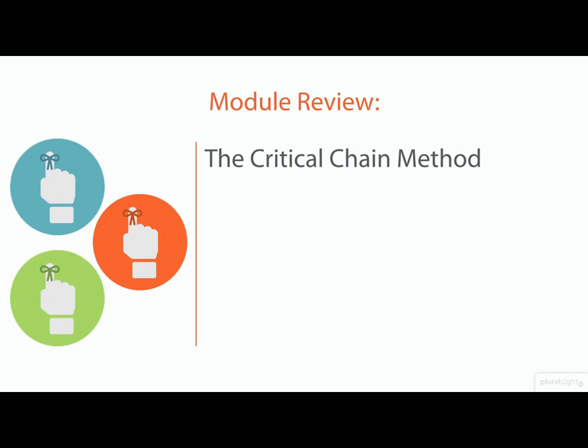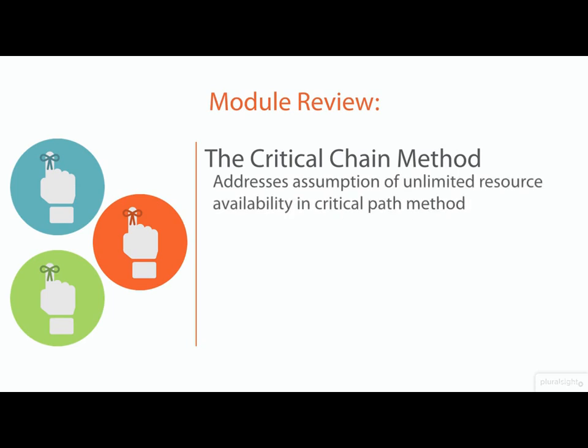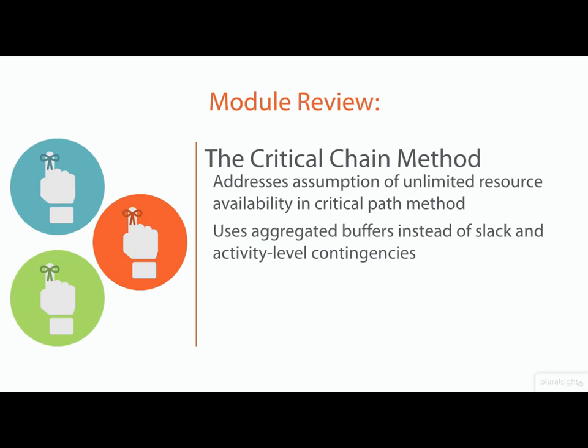Now, the critical chain method is similar to the critical path in the way it's constructed, but improves upon its methodology in a few key ways. First of all, it addresses the assumption that is built into the critical path that unlimited resources are available. After all, in the critical path, we assume that if one activity is done, we can just move right into the next one, or that several unrelated activities can occur concurrently, when in fact they might use the same resources even if they don't have directly related precedents or successors. Now, the critical chain uses aggregated buffers. Instead of the slack or float, the activity level contingencies that we see with the critical path.